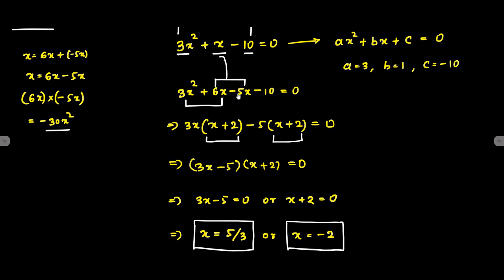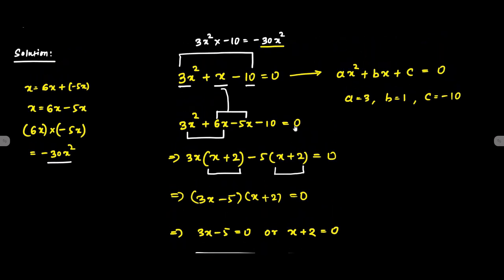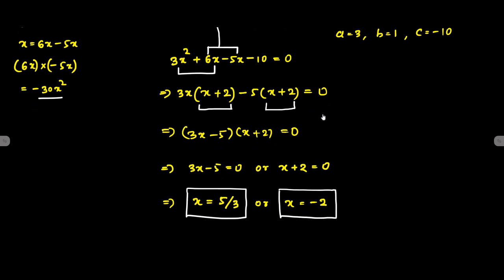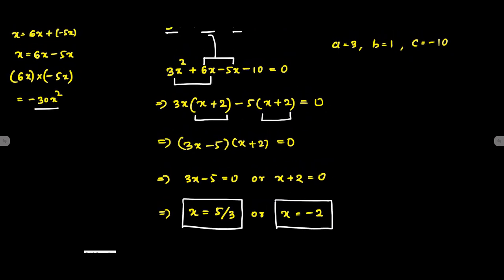So here we split the middle term x as 6x − 5x. 6 into −5 is −30, and 3 into −10, that is a into c, is also −30. So 6 into −5 is −30, 3 into −10 is −30. If you want to include x, that's also alright, but we are concerned with the real values, the real numbers. So this is the thing.